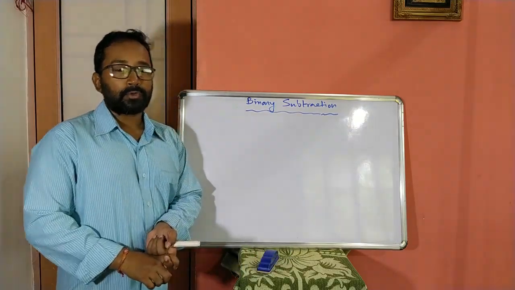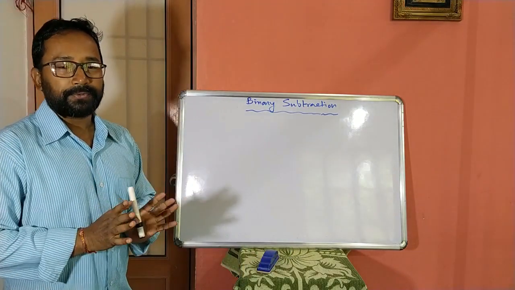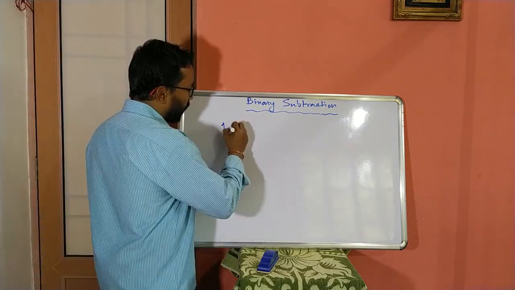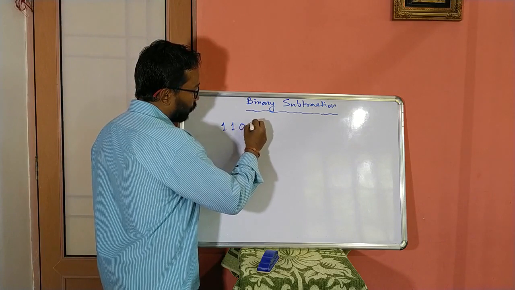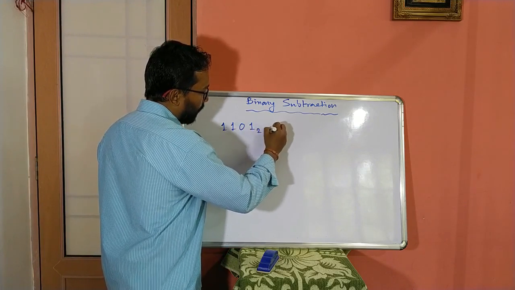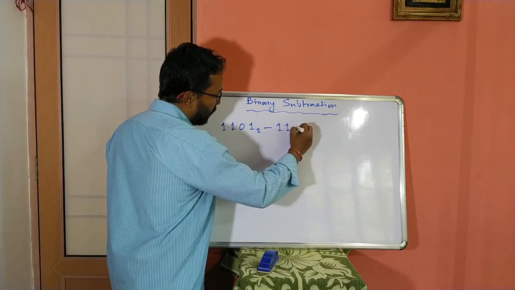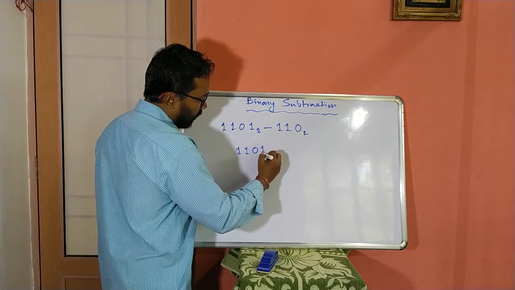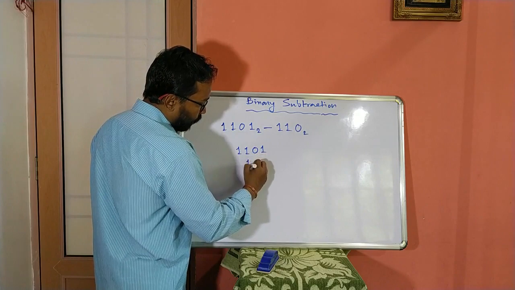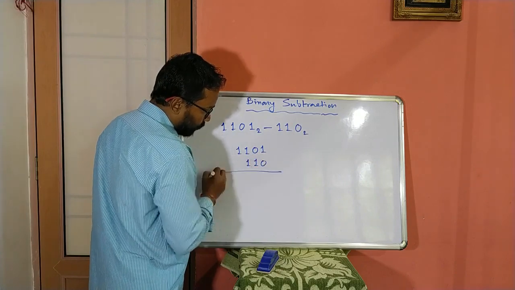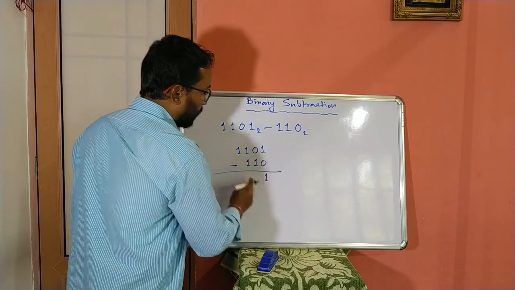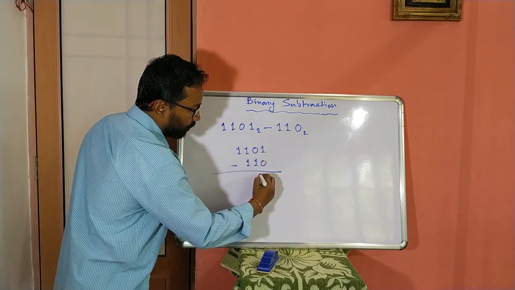But then we will not follow this borrow method, which is very much difficult for binary subtraction. I will use another method. So you follow that one. 1101 base 2 minus 110 base 2. So 1101 minus 110. So 1 minus 0 is simply 1. 0 minus 1 is 1.